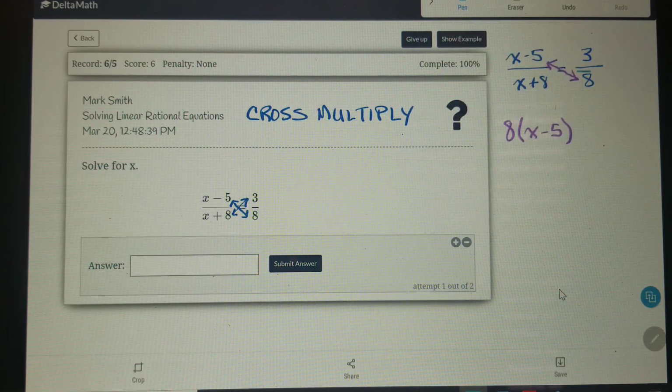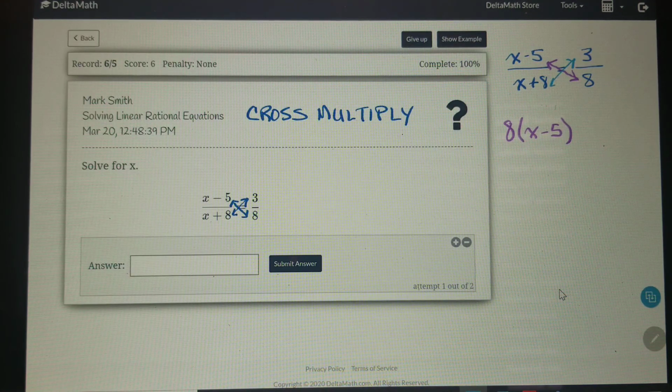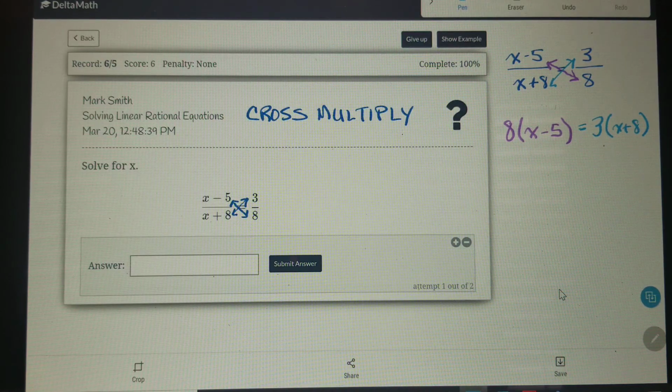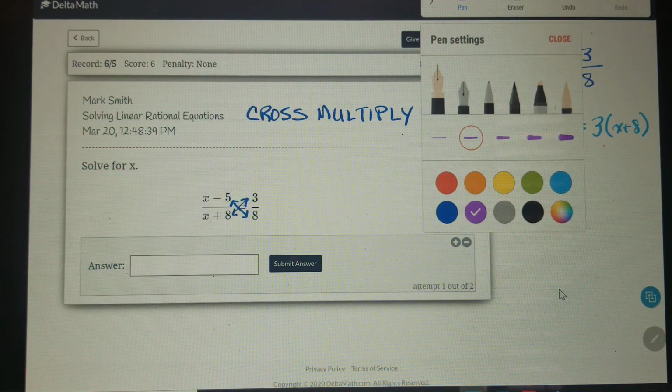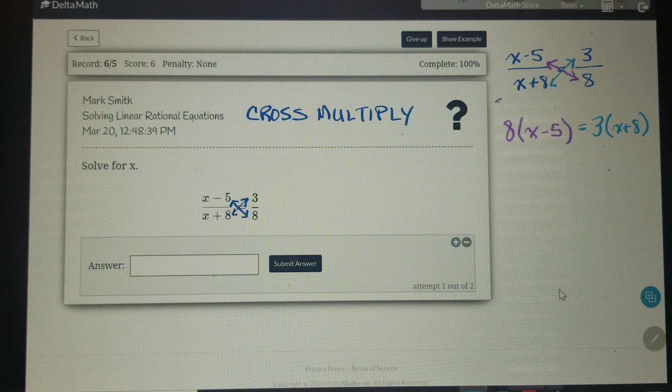And then step 2, I'm going to multiply this side. So we're going to get 3 times x plus 8. All right, so our next step is to distribute. So step 1 is cross multiply. Step 2 is distribute.